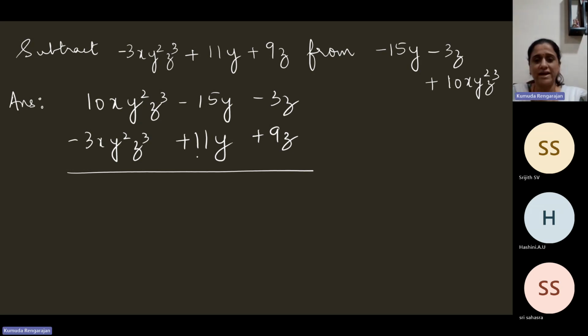Now when it is subtraction, in the second row, you'll have to change the signs throughout. So this is minus, no? Change it to plus. For addition, you will not do this. When it's subtraction, change the signs of all the terms in the second row. This plus becomes minus. This plus becomes minus.